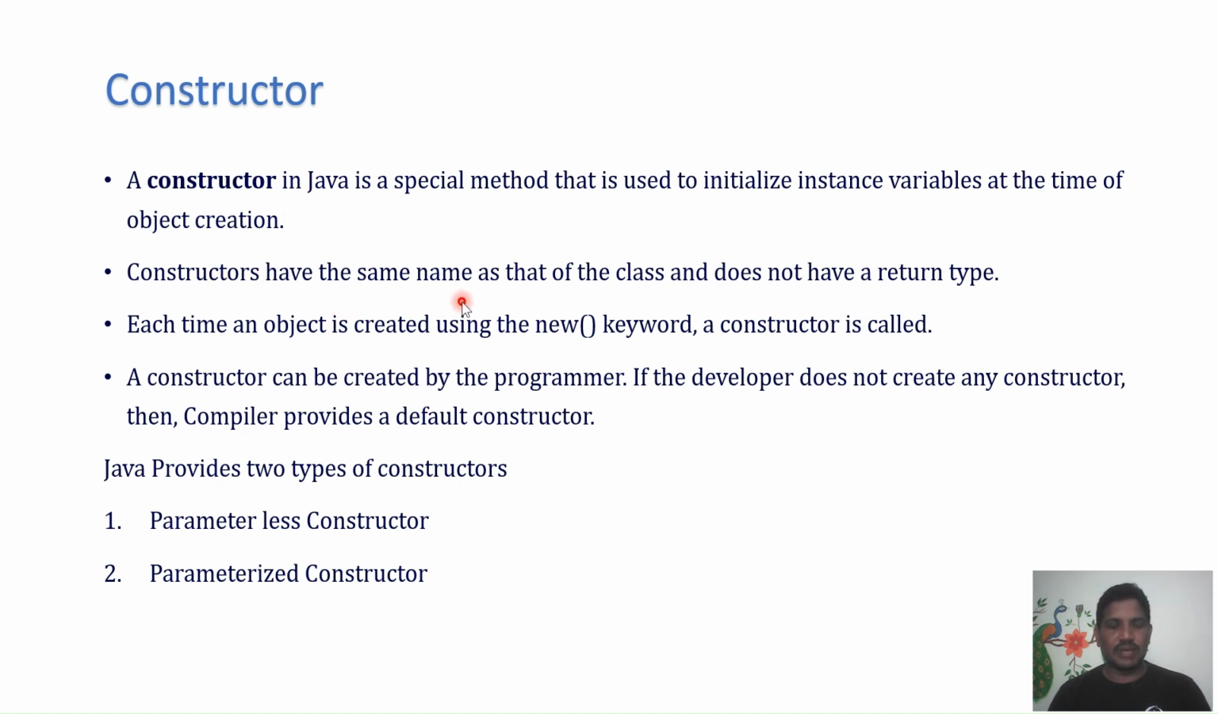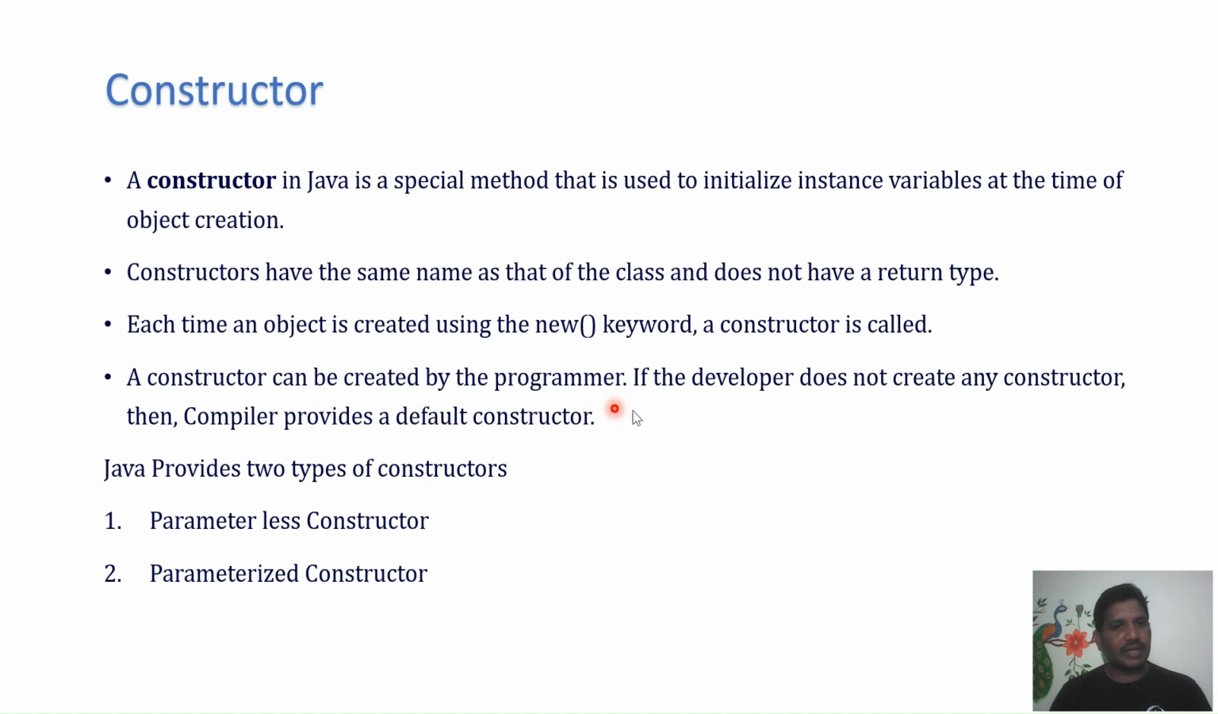A constructor has the same name as the class name. It doesn't have any return type. Each time an object is created by using the new keyword, a constructor will be called automatically. It means that the constructor will get executed automatically when an object has been created for that class.